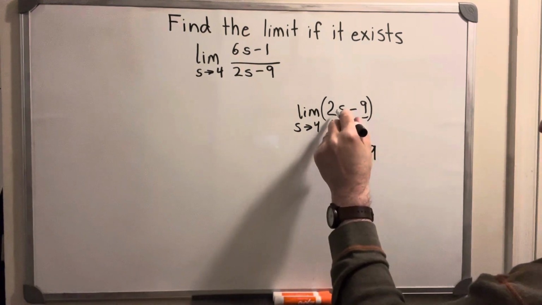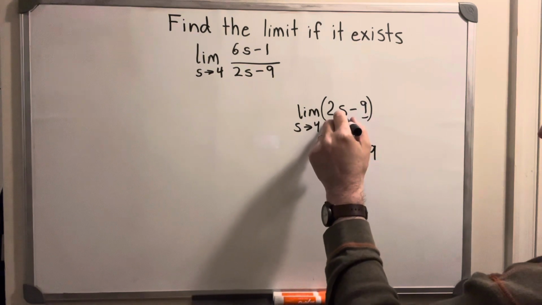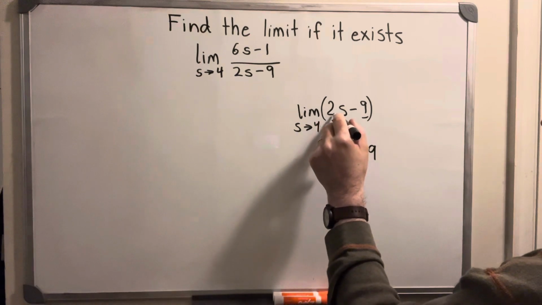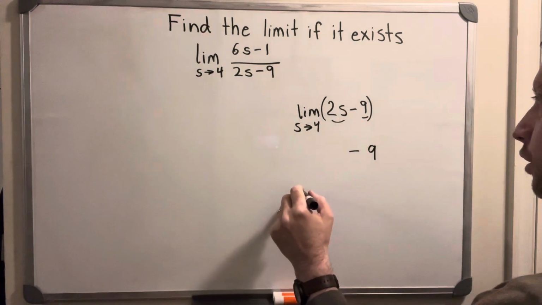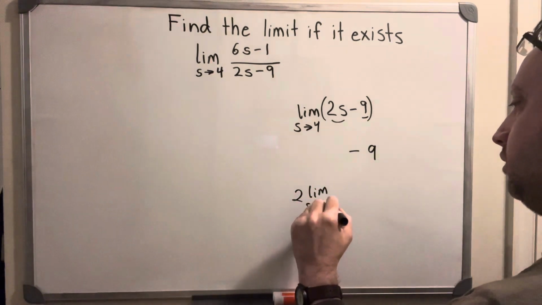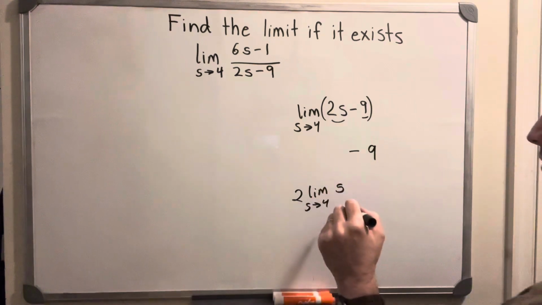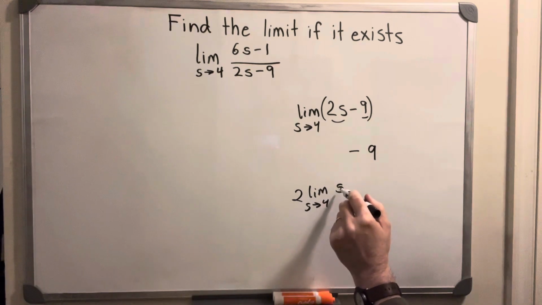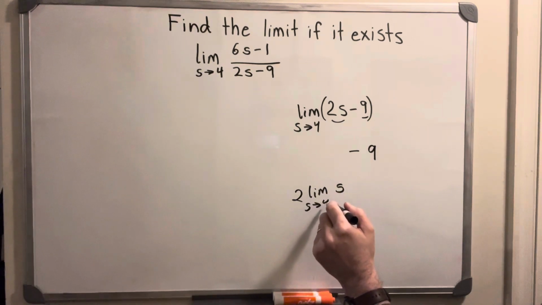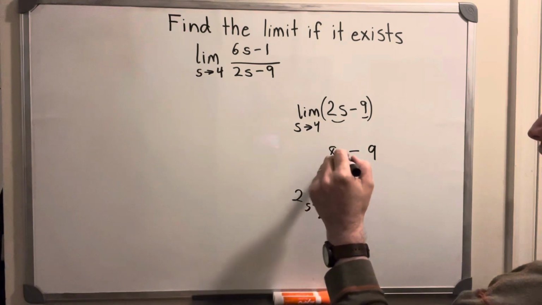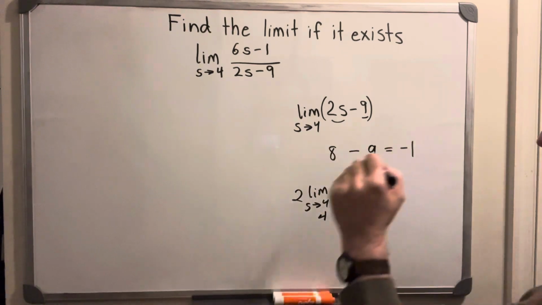We remember the theorem that the limit as s approaches 4 of 2s would be the same as 2 times the limit as s approaches 4 of s. And we know the identity theorem that the limit as s approaches 4 of s is just going to be 4. So we have 2 times 4 is 8. 8 minus 9 is -1.